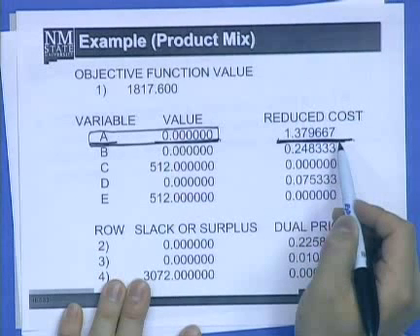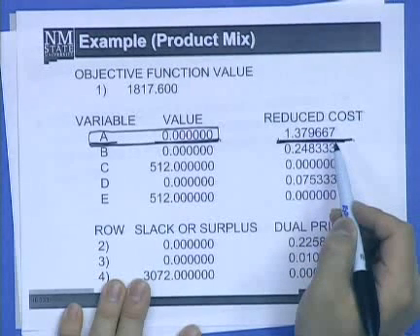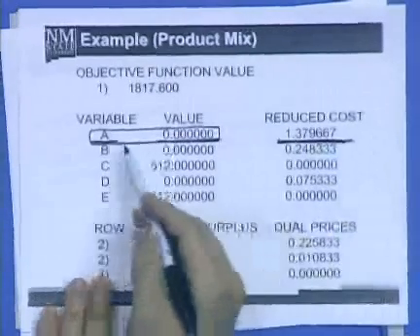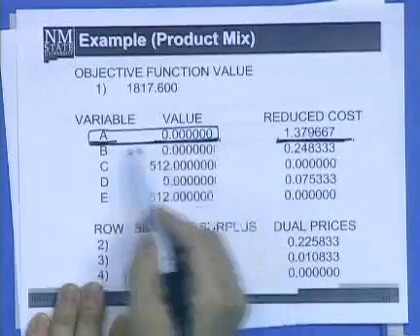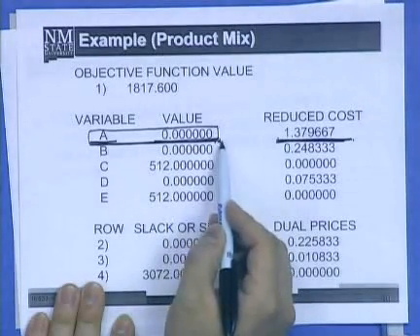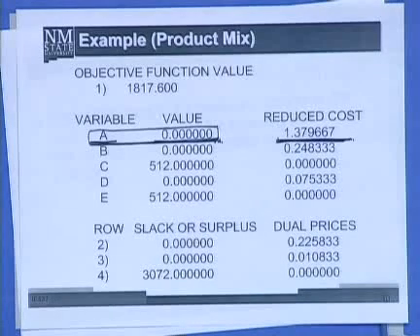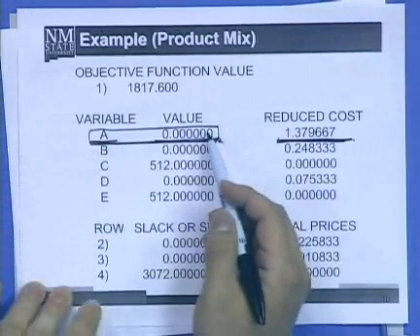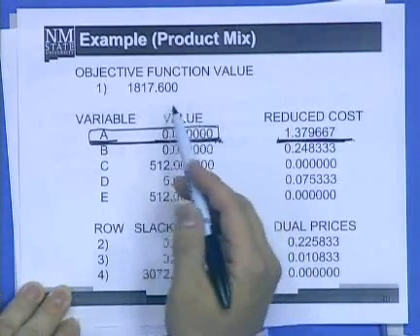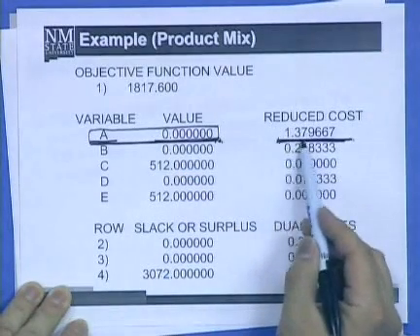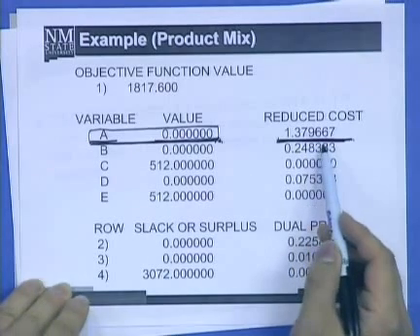But you mean this is going to be 10 extra pounds? Yeah, right. Because currently the optimal solution tells us you should not produce the product A, right? But we just suppose you want to produce 10 pounds of product A, then in that case our objective function value will be decreased by 13.79667, right?